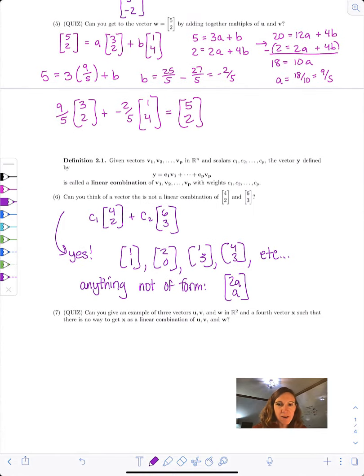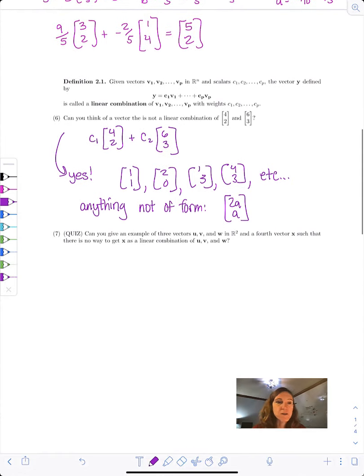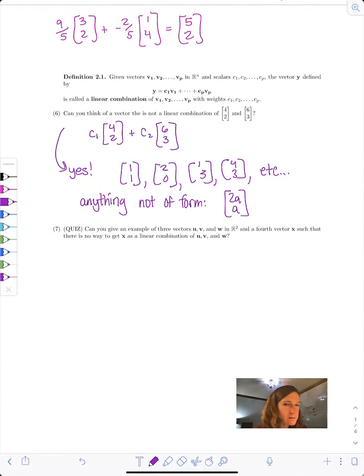Okay, so we have another quiz question. And this quiz asks you to give an example of 3 vectors u, v, and w, and a 4th vector x, such that you can't get to x as a linear combination of u, v, and w. Okay. So again, I'm going to go over the answer to this particular quiz question.